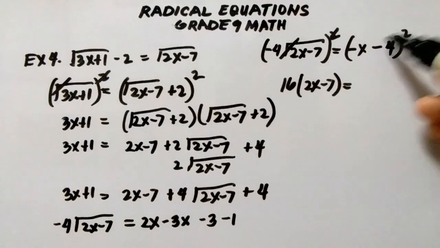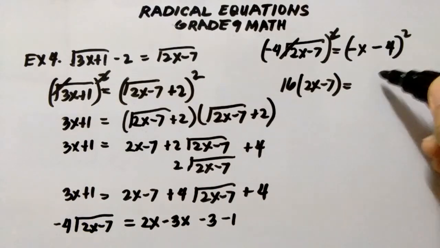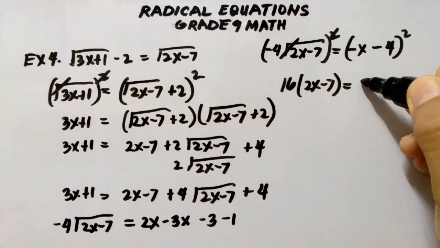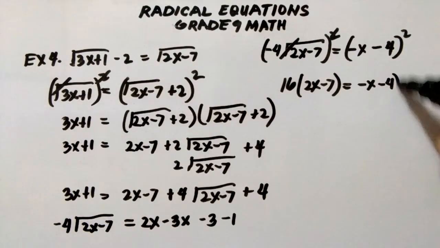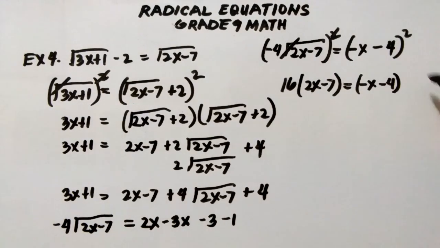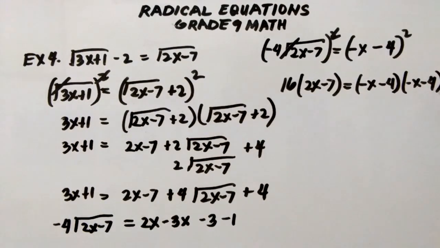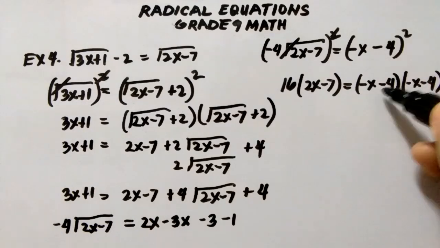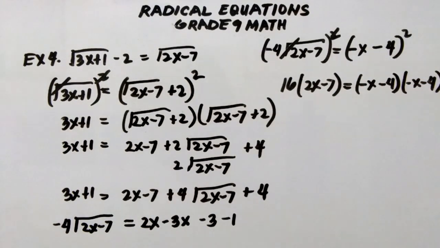So, ang ibig sabihin po nito, dalawang quantity. Dalawang negative x and negative 4. So, we have negative x, negative 4 times the quantity, negative x and negative 4. Okay, ganyan po. So, pag in-expand po natin ito, dalawang quantity, ito po yan. So, we have, distribute po natin ito.